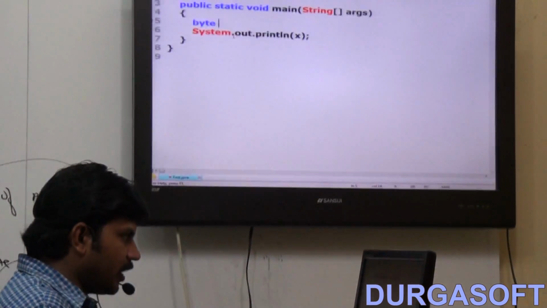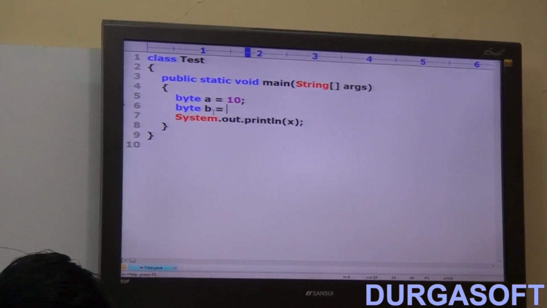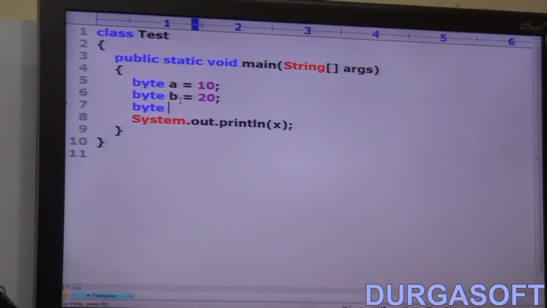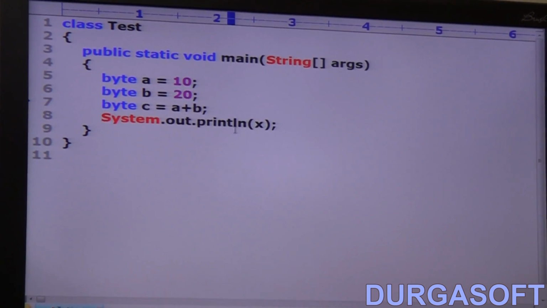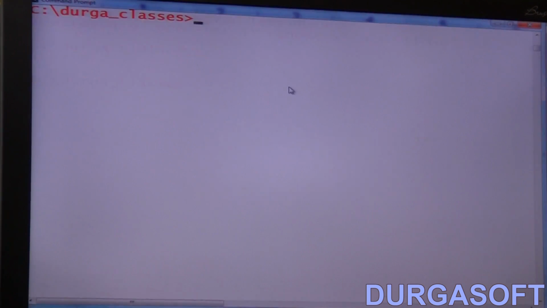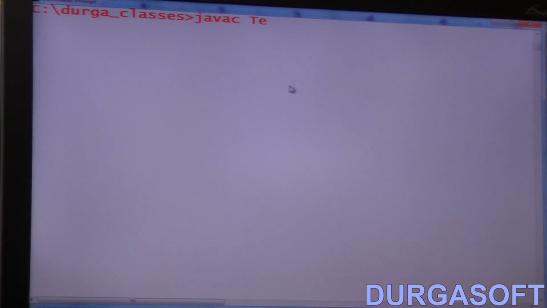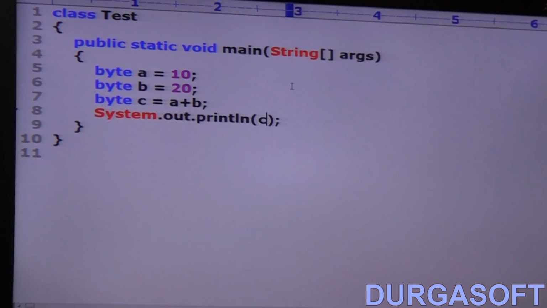Here byte A is equal to 10, byte B is equal to 20, byte C is equal to A plus B, SOP of C. Are you getting it? Java C test.java. Have you observed? It is the same code only, and it seems very innocent.